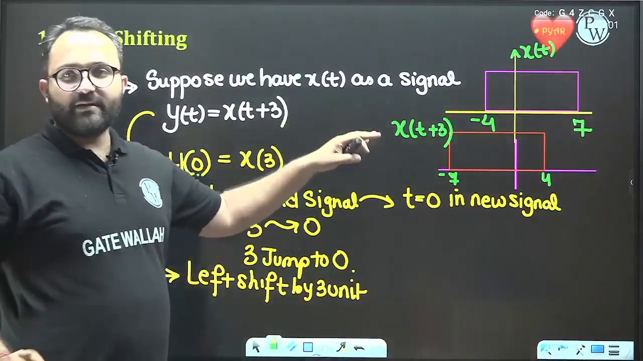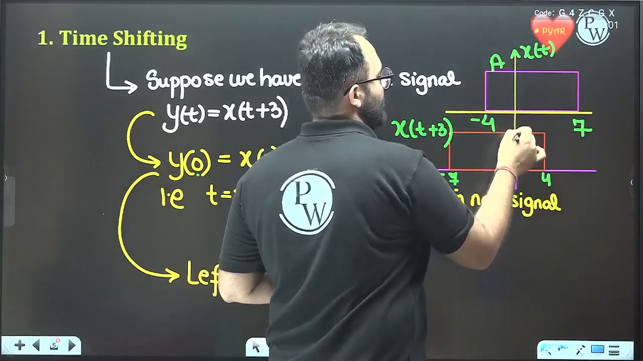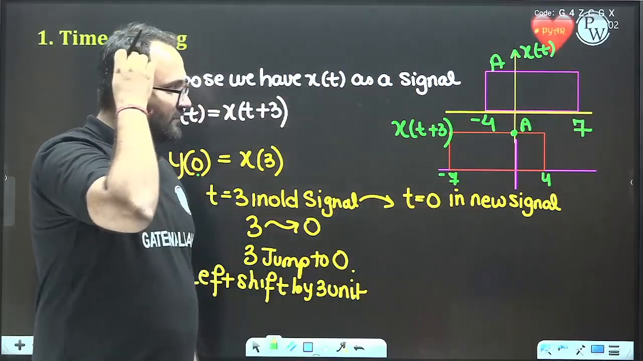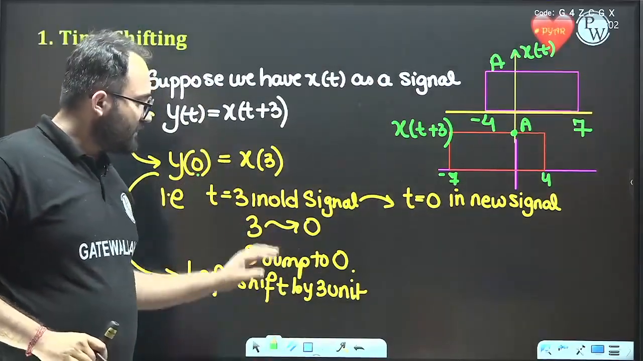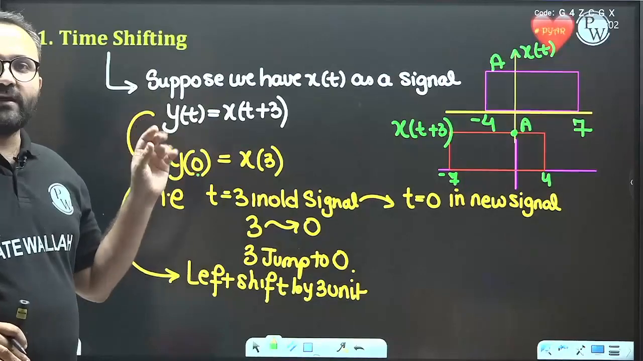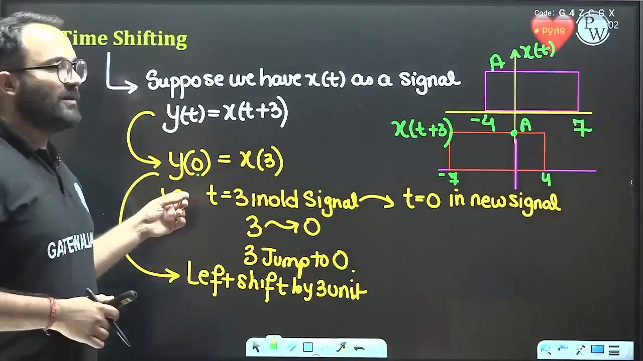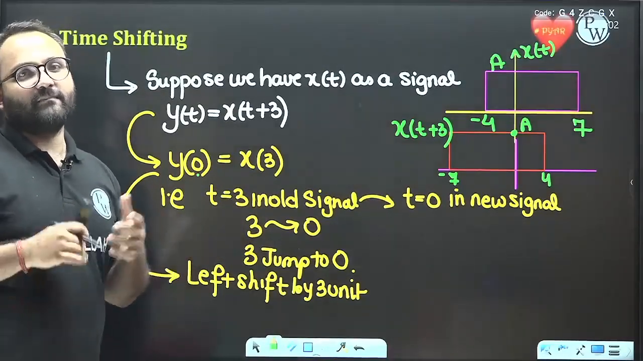The height will remain the same. For example, the height here is a, and here also the height will be a only. So this is what it is. You can always put t equal to 0 whenever you want to see the amount of time shift. Simply put t equal to 0, and you will get whether it is a right shift or left shift and by what amount.